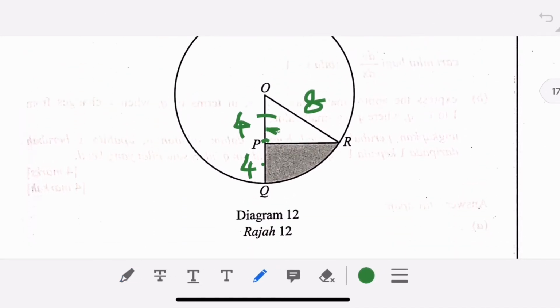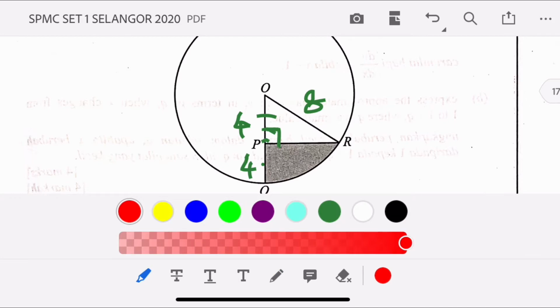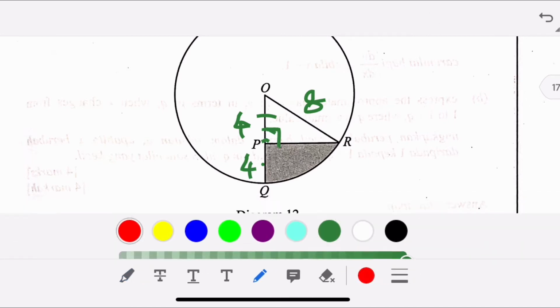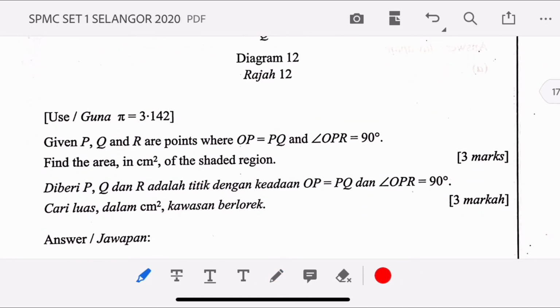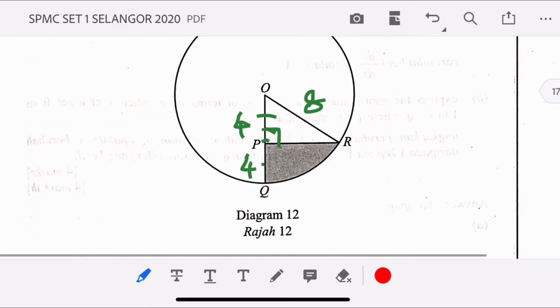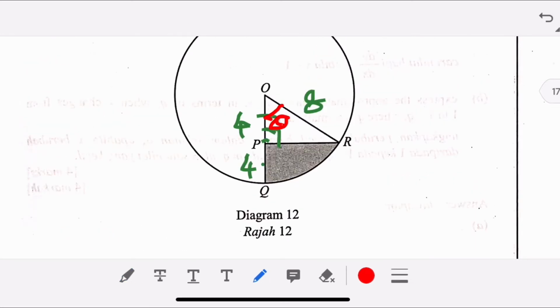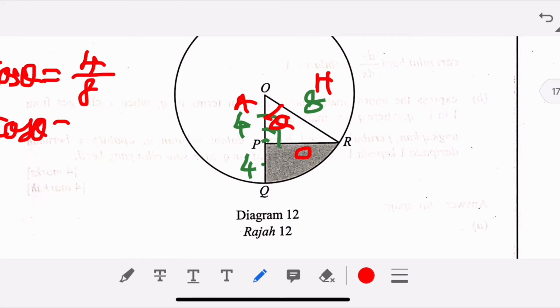It's a right angle triangle. So let's solve the angle first before we can find the area of the shaded region. This angle is theta. This is adjacent, this is hypotenuse, this is opposite. We don't have the length, so we use cos theta is equal to 4 over 8. Cos theta is 1 over 2. This is a special angle, 60 degrees, right?